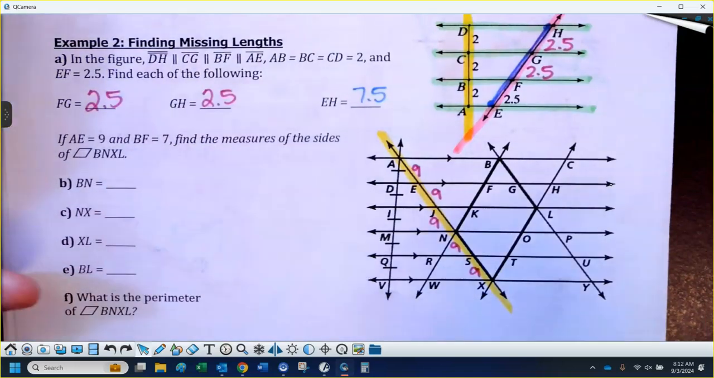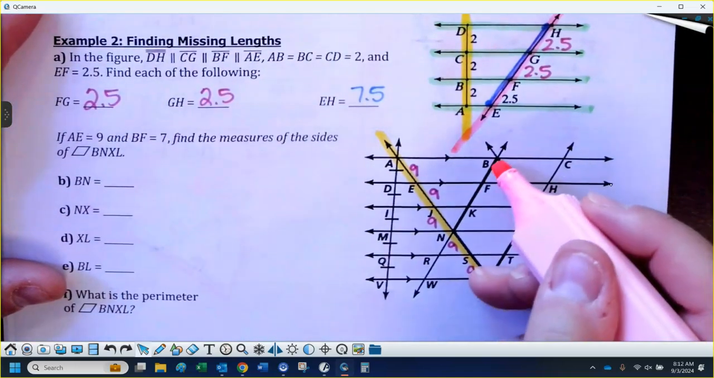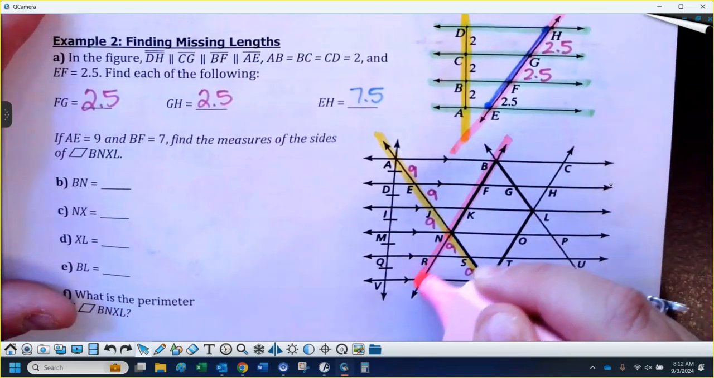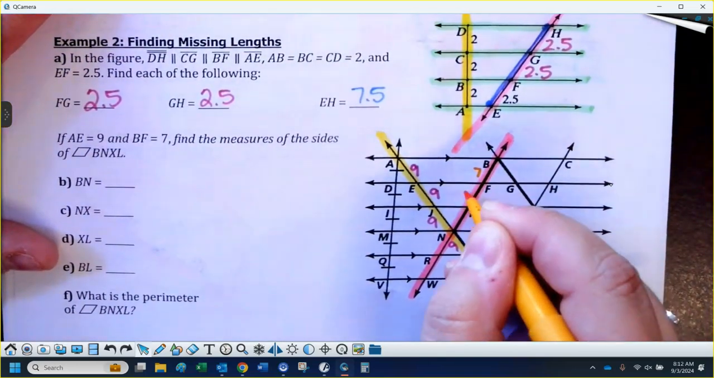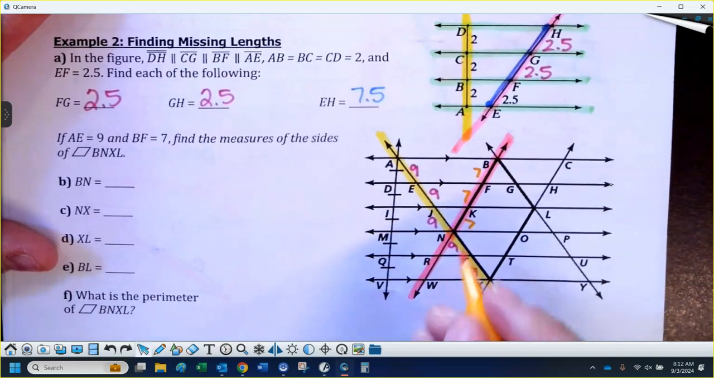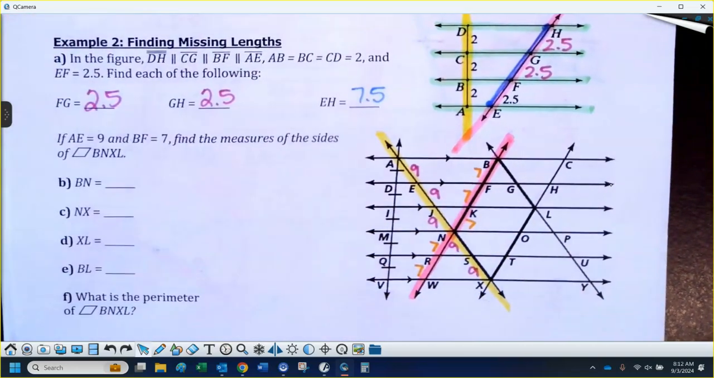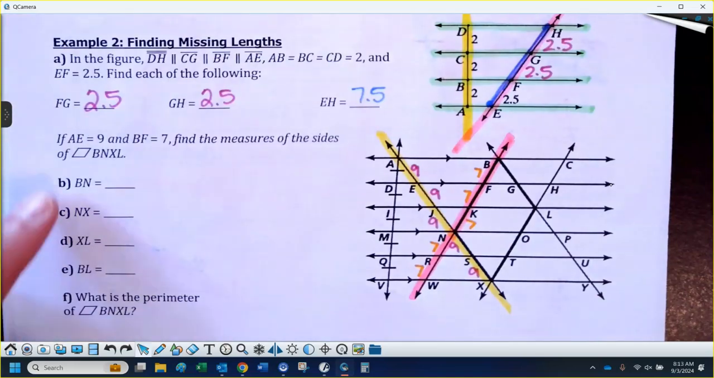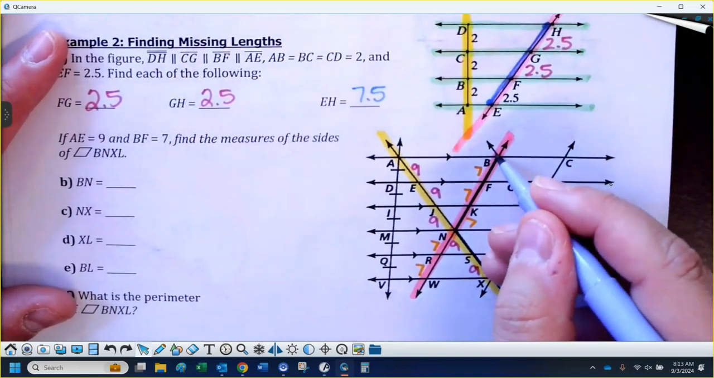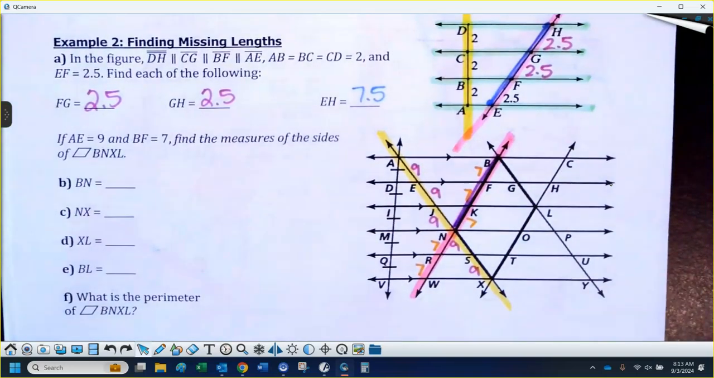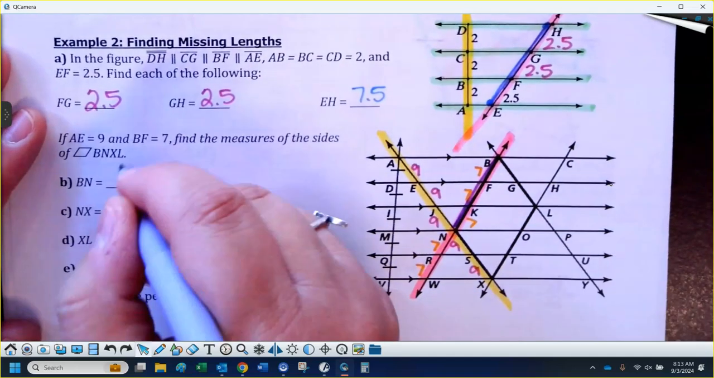Alright, the other information is they tell us the distance from B to F, which is over on this one. B to F is 7. Alright, so let me go down this line. Each one of these, B to F is 7, F to K, K to N, N to R, R to W. Those are all 7. Alright, once you mark that, we're just going to go back and answer the questions here. So B to N, what would the length from B down to N be? You got 7, 7, 7, 21.